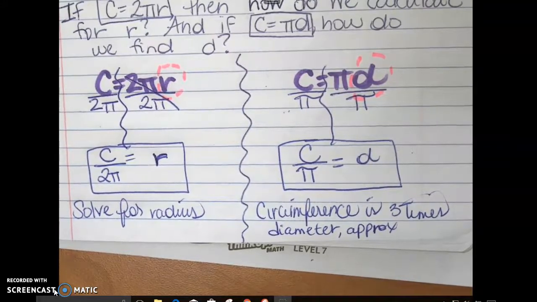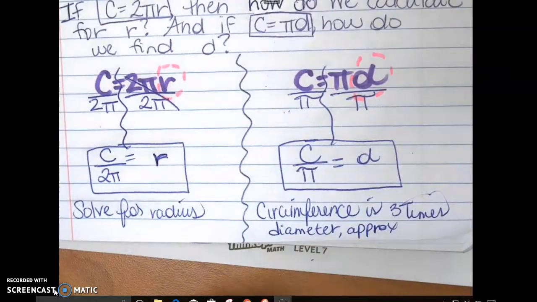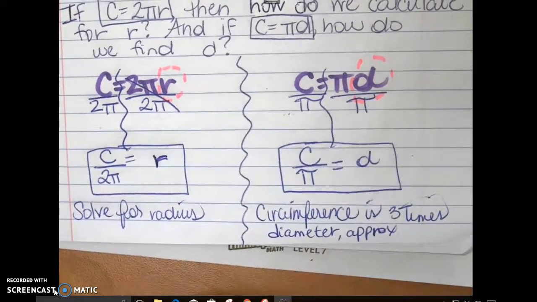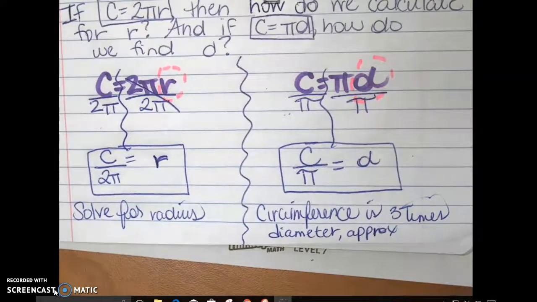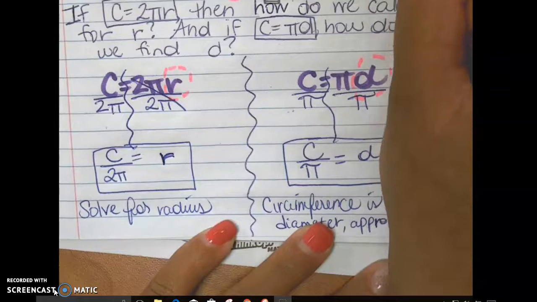Now I want to say it backwards. Circumference is diameter times 3. I've already said that. I wrote that down. I want to say it backwards. Good. Diameter is about 1/3 of the circumference. Write that down somewhere.